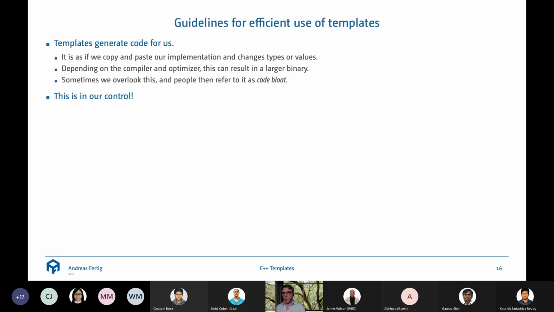Then let's circle back to the question we had earlier. How efficient are templates? So here are a couple of guidelines, or one guideline for efficient use of templates. Templates generate code for us. It is as if we would copy and paste our implementation and only change the types or the values. Okay, it's the very same. The only difference is if the compiler does it in a template, it never diverges. It's not that last week I copied from this source, now I'm copying from another source, and it's both times the same function, but once was modified and the other one wasn't.